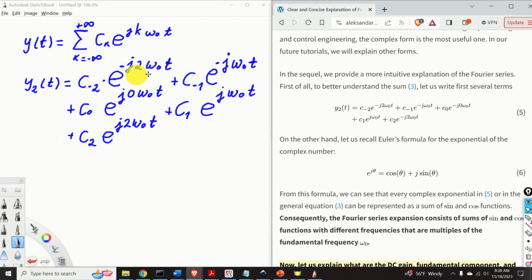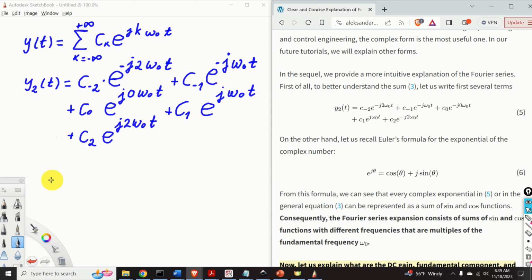Over here, we can observe complex exponential. However, at the beginning of this video tutorial, I said that the Fourier series is nothing less than a sum of sine and cosine function. So how can we represent complex exponentials as sine and cosine functions? Well, to do that, we need to use the Euler's formula.